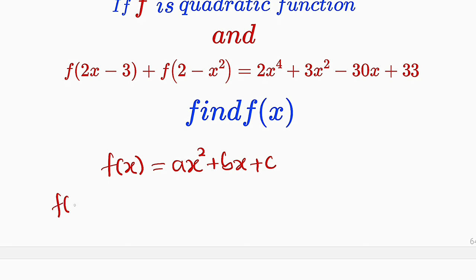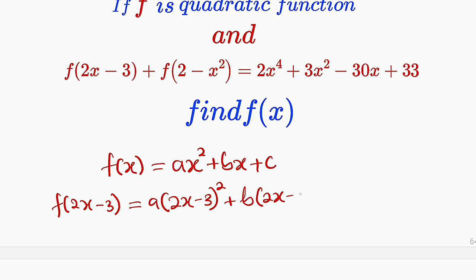So we have f of 2x minus 3. In place of x, we are going to write 2x minus 3. This is equal to a times 2x minus 3 for x, but this x has a power of 2, therefore you have to square this, plus b multiplied by x, which is 2x minus 3, then our constant c.